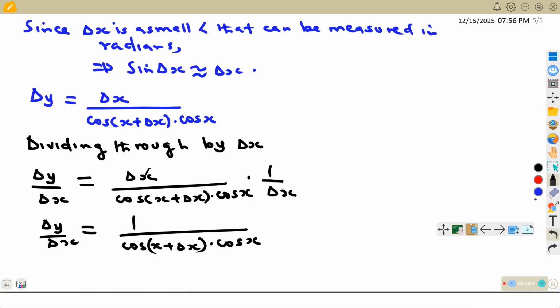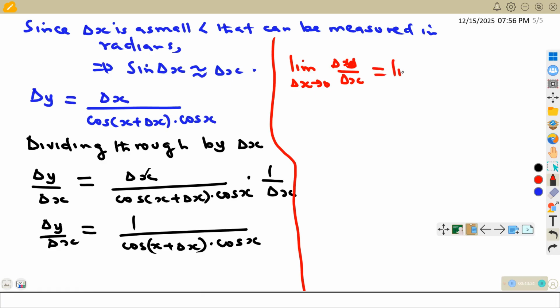So from this given point, we shall take the limit. Don't forget to take the limit, because you can't get dy dx unless you have taken the limit here. So we shall take the limit on both sides, as delta x is tending to 0. This side we have delta y upon delta x, and on the other side we have 1 divided by cos of x plus delta x, then times cos of x.